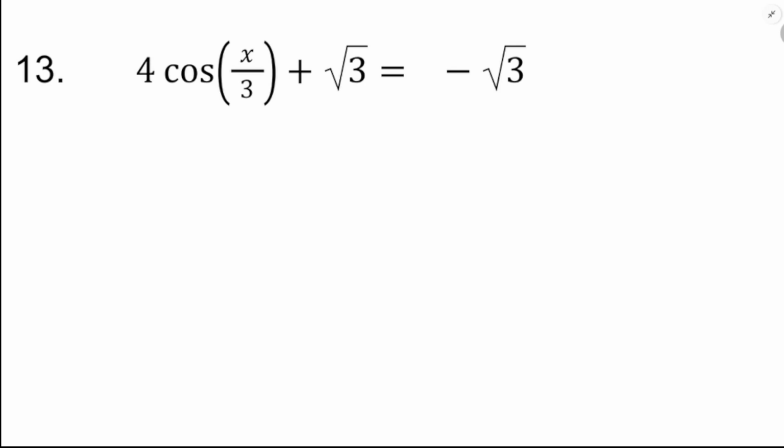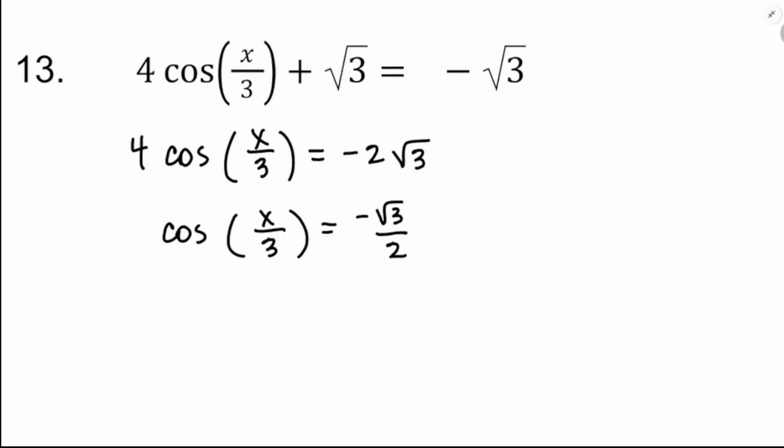We solved one similar to this. We're going to start by subtracting square root of 3. And we'll have 4 cosine of x divided by 3 equals negative 2 square roots of 3. I'll divide both sides by 4 and have cosine of x divided by 3 equaling negative 2 root 3 over 4, which is the same as negative root 3 over 2. Okay, now that I've got cosine equals negative root 3 over 2, that's definitely a unit circle value.